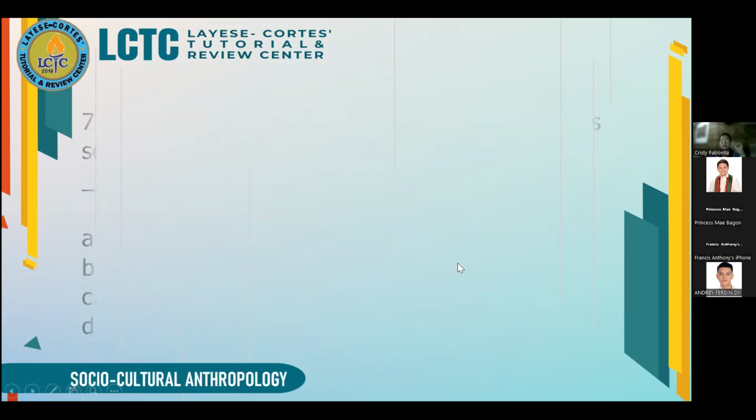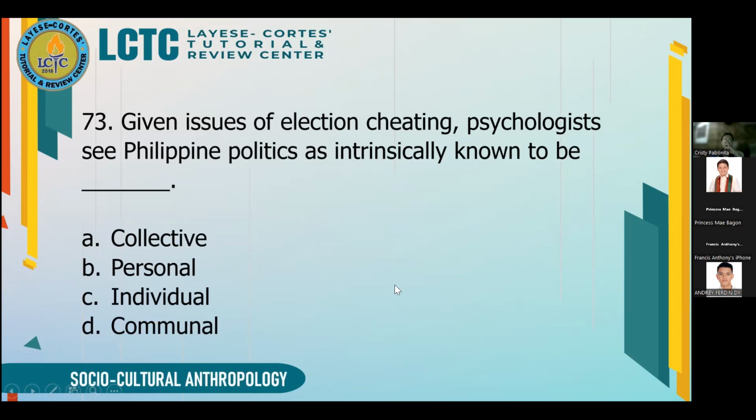So next, 73. Given issues of election cheating, psychologists see Philippine politics as intrinsically known to be blank. Personal. Letter B, personal. Yes, personal, di ba? As the recent issue with the ambush of the governor of Negros Oriental, if you have heard that one, that's just very recent. That was Governor Degamo.